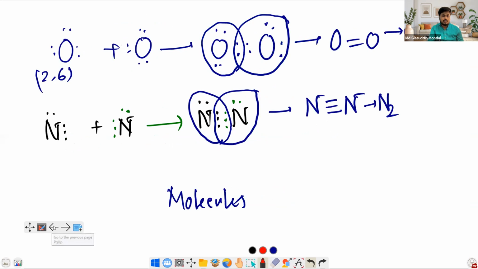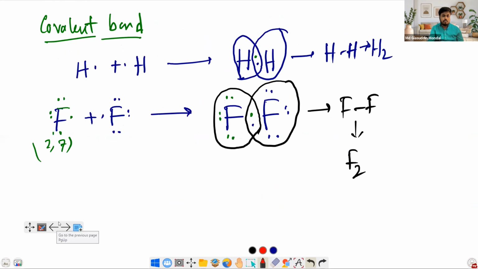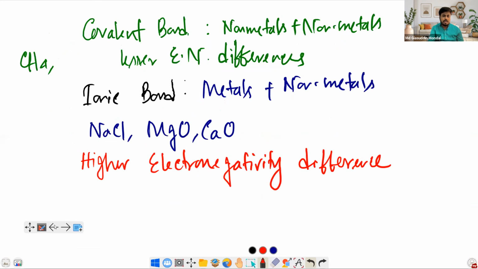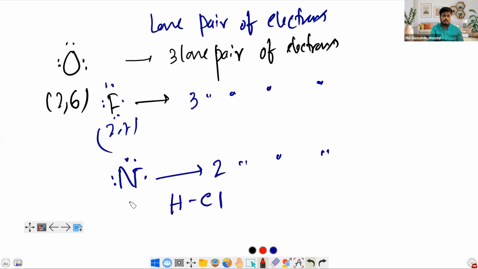Okay. So now we can go back to that page where we have written how many electrons are there in case of HCl. Now we can write here. Again here you can write that there are 3 lone pairs of electrons. Is it not?